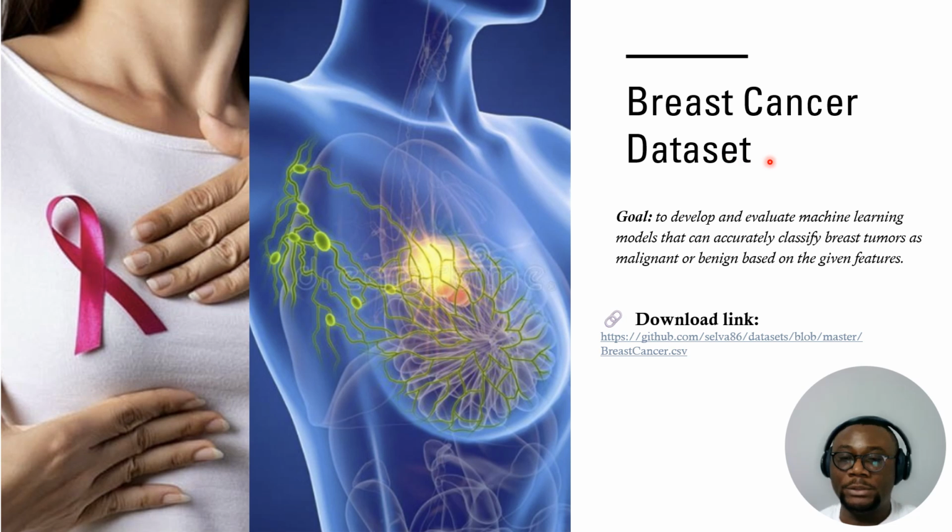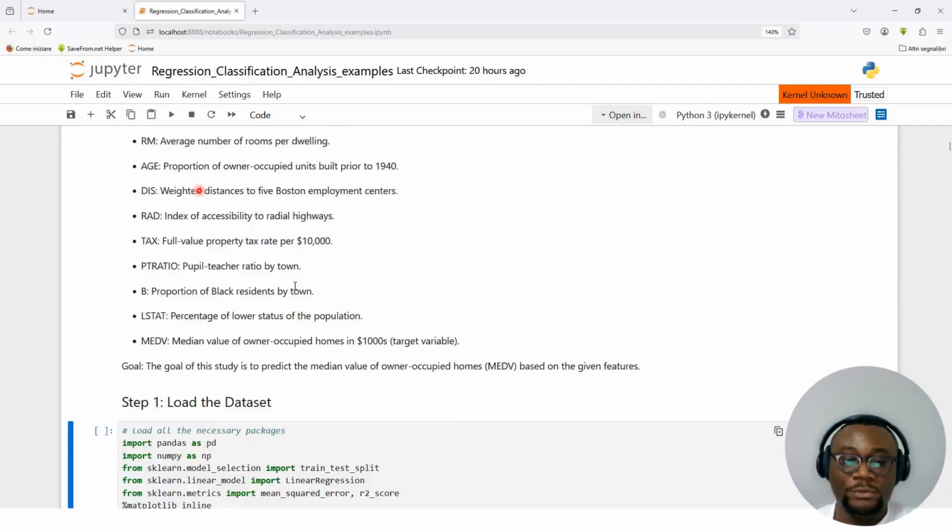The second problem we're going to look at is a classification problem that has to do with breast cancer. Now, the goal of this project is for us to develop and evaluate a machine learning model that can accurately classify breast tumor into malignant or benign cancer. So we will be given some input features, and then we will be able to run these features. So let's start from the first one, which is the classification problem.